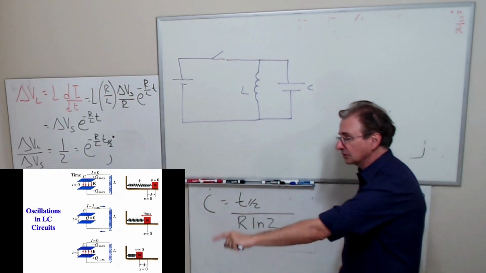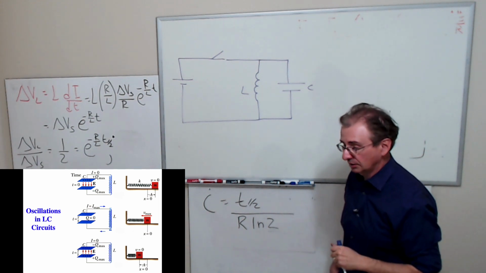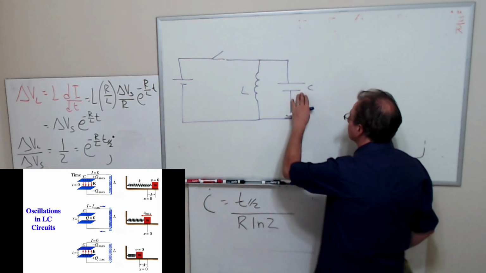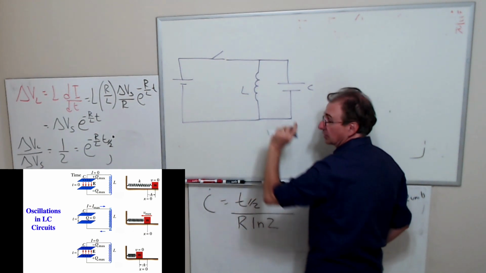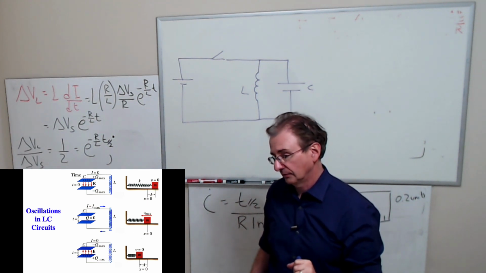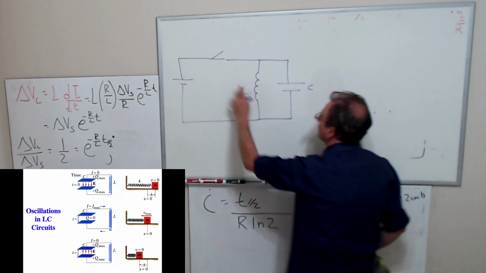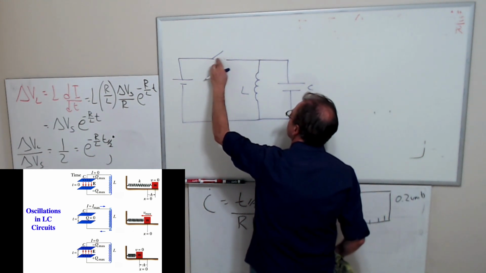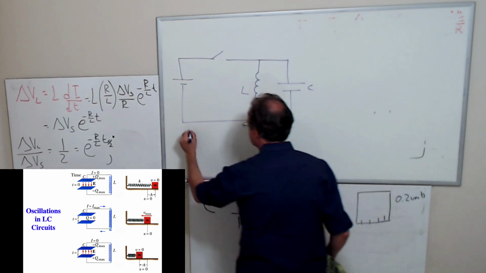And as I go to t equals infinity, or when I reach steady state, then the capacitor is fully charged. No current goes through here. All the current goes through the inductor because the inductor now acts like a wire. So let's say the capacitor is fully charged, and then I open the switch up. Let's assume ideal inductor.